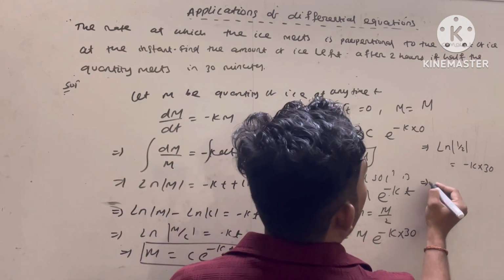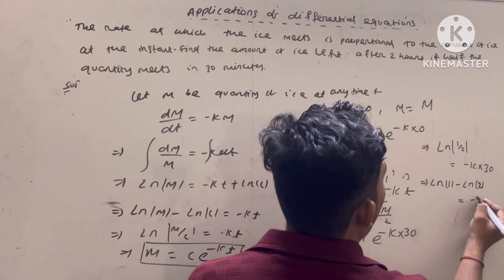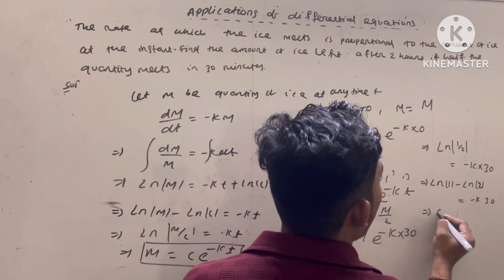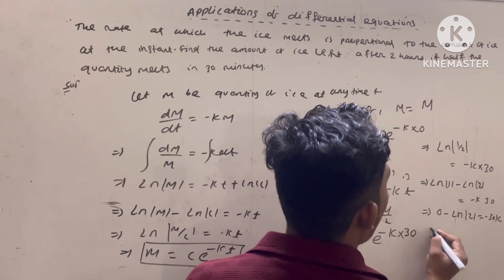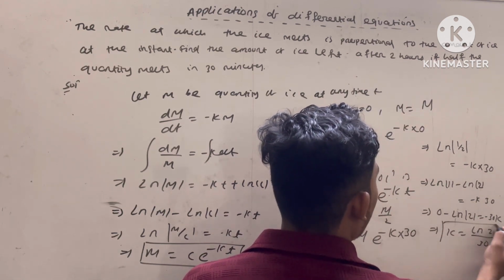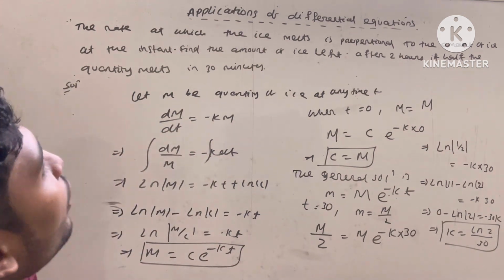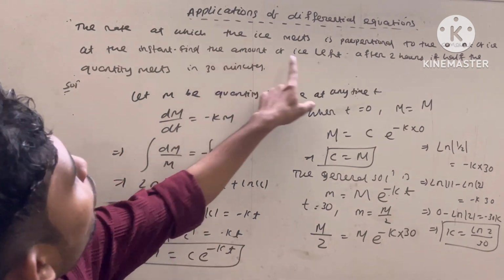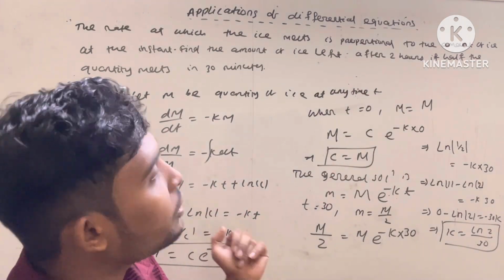Now let us solve to find the value of k. This is ln 1 minus ln 2 equals minus k into 30. ln 1 is 0, so minus ln 2 is equal to minus k into 30. The minus signs cancel out, so k is ln 2 by 30. That's the value of the constant k. Now just put it in the general solution.